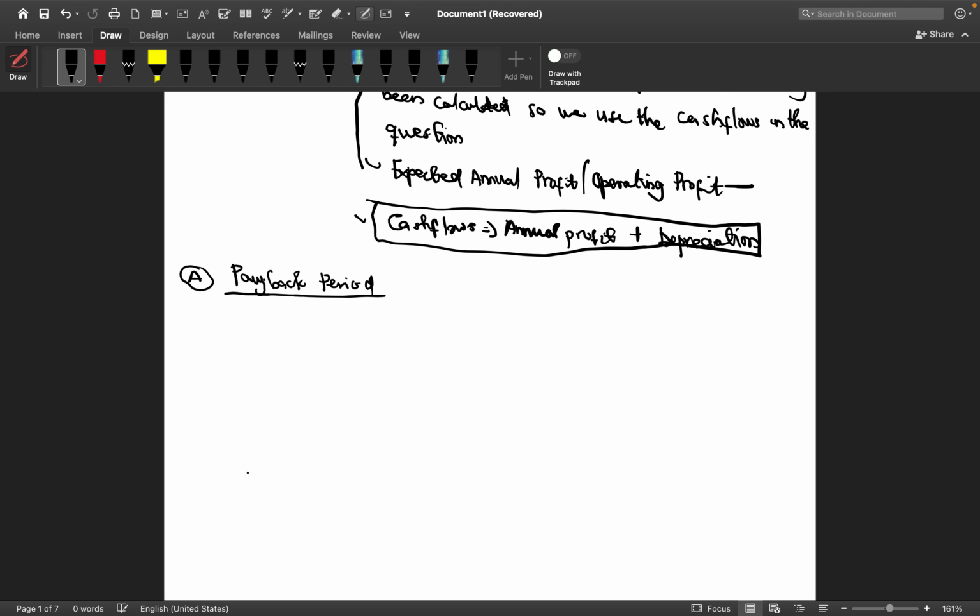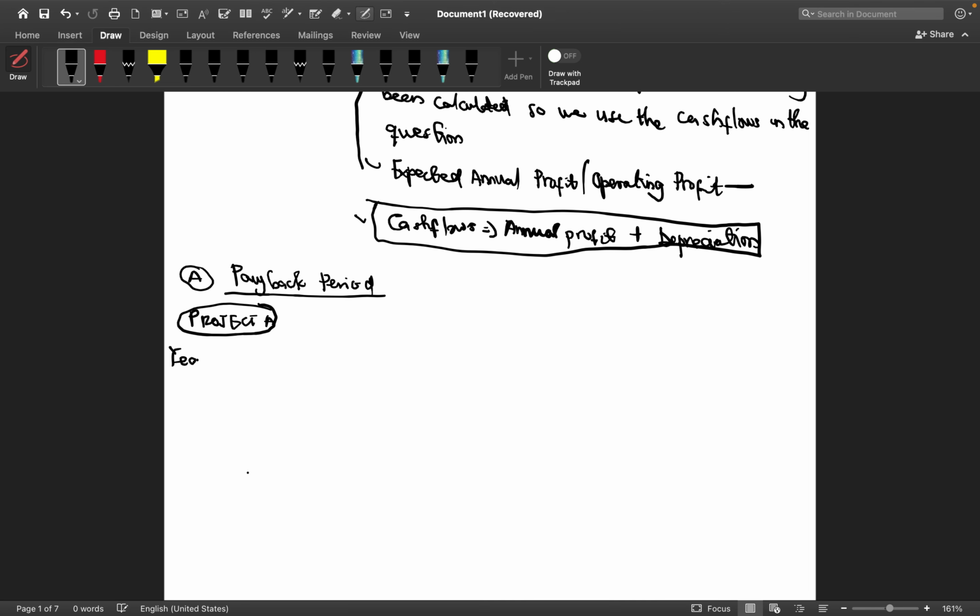With the payback period, it's talking about the time taken to recover an investment. That is the concept. Time taken to recover an investment. So I'll do for project A and also do for project B, because we have two projects in the question.